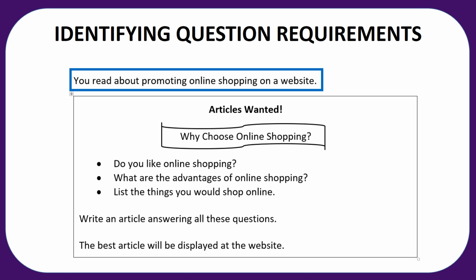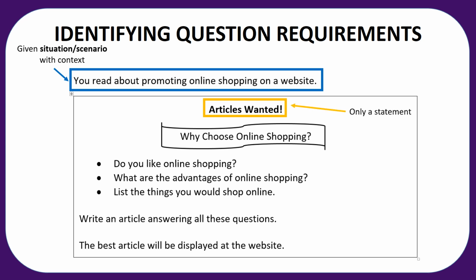This is how article questions should look like in the exam paper, right? They may change the layout slightly, but usually this is how it looks like. The one on top here is basically a given situation or scenario with context. Like this one, you read about promoting online shopping on a website. Is it important? Not that important. It's just a scenario, right? And then this one, this is only a statement. You don't have to pay much attention to it.